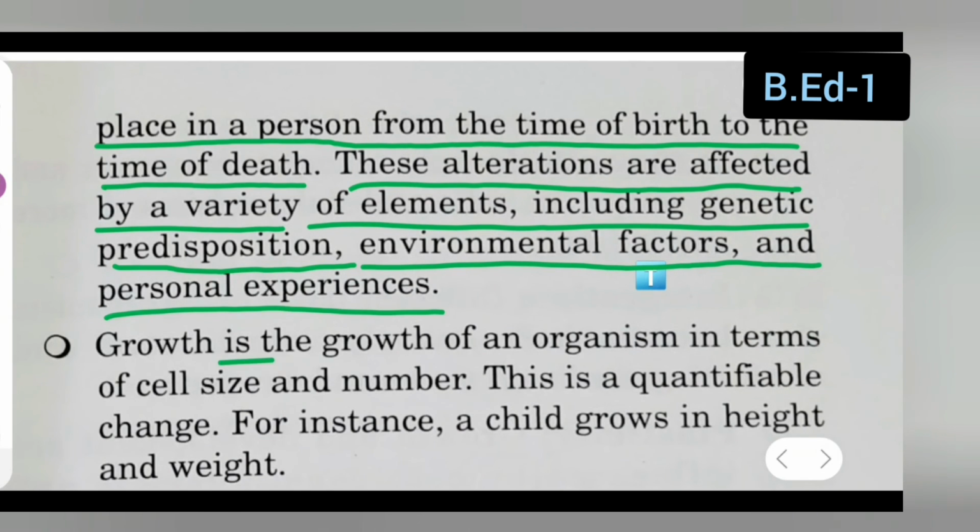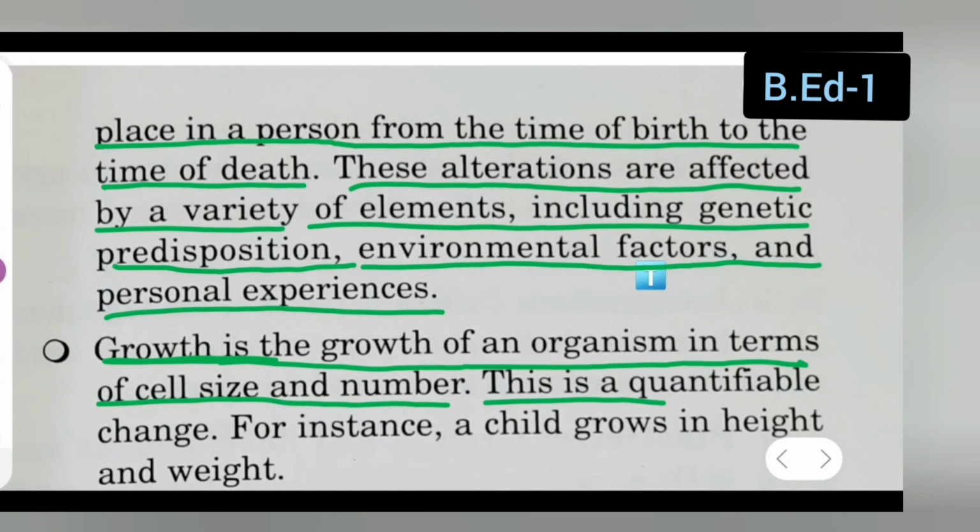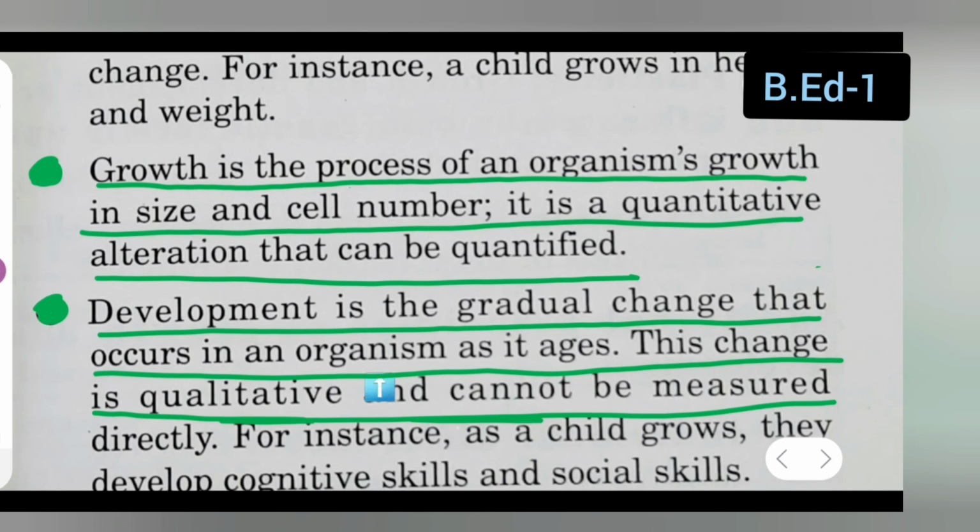Next, growth is the growth of the organism in terms of cell size and number. This is a quantifiable change. For instance, a child grows in height and weight. Next part is the continuation. Growth is the process of an organism growing in size and cell numbers. It is a quantitative alteration that can be quantified.